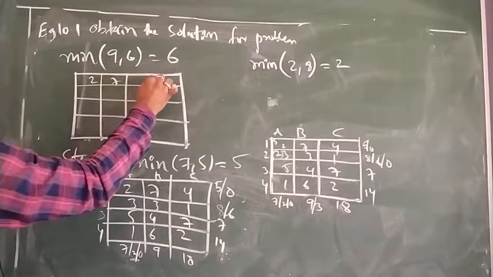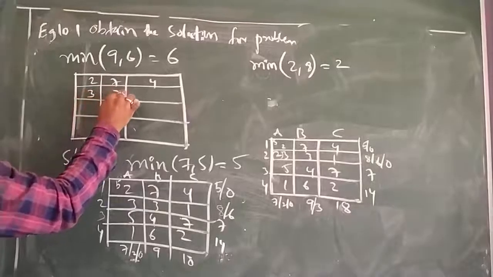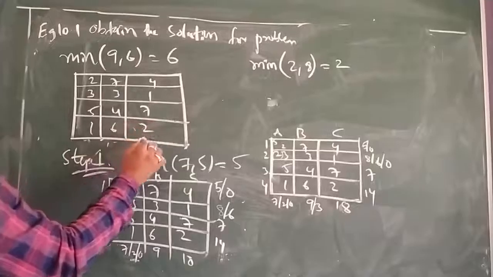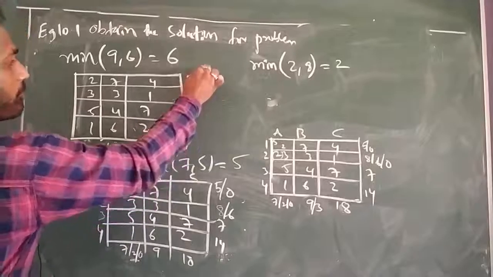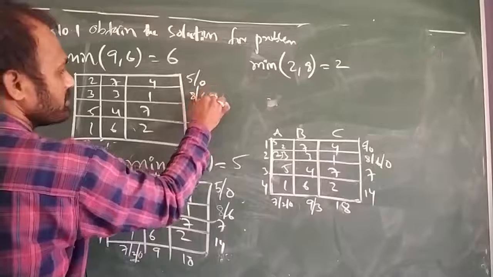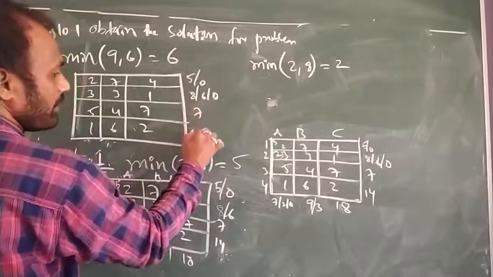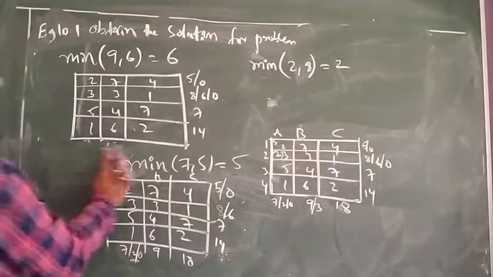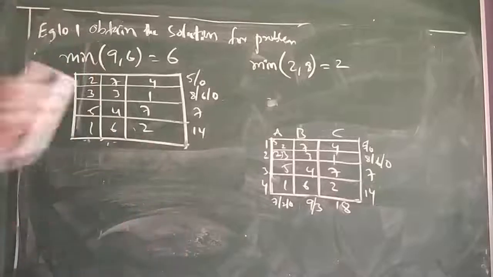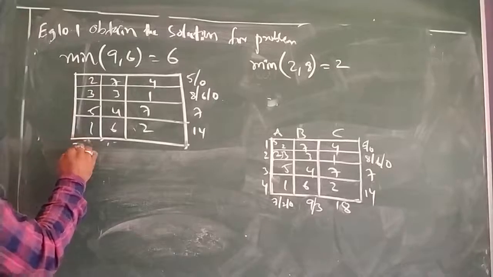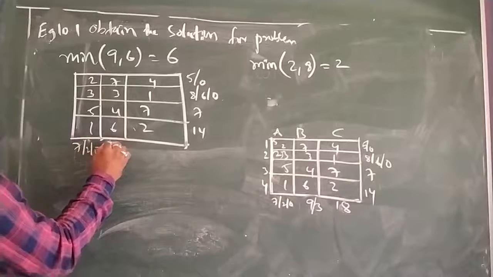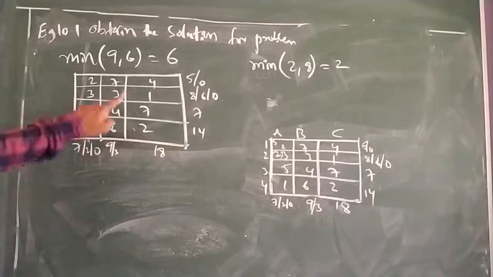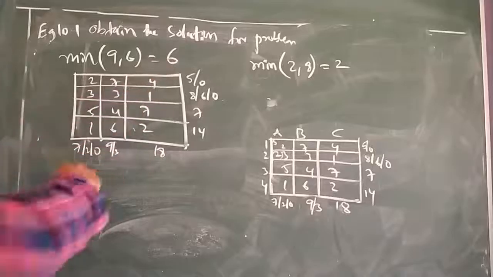So here it is 2, 7, 4, 3, 3, 1, 5, 4, 7 and 1, 6, 2. So here it is 5 by 0, 8 by 6 by 0, 7 and 14. Now here we are going to get 7 by 2 by 0, 9 by 3, here it is 18. Now minimum of 9 and 6 is 6, so we got it here.